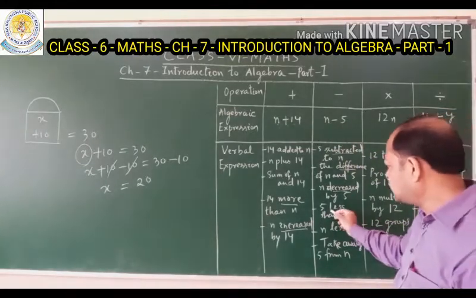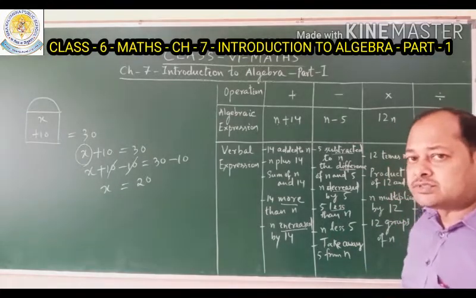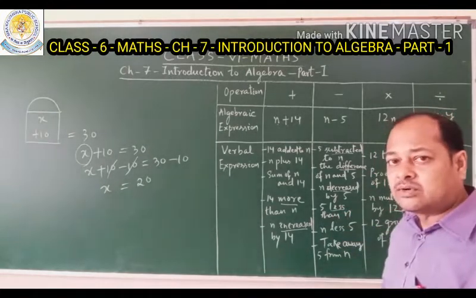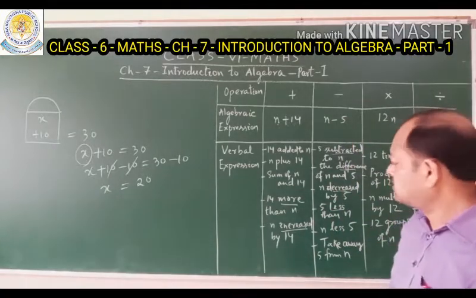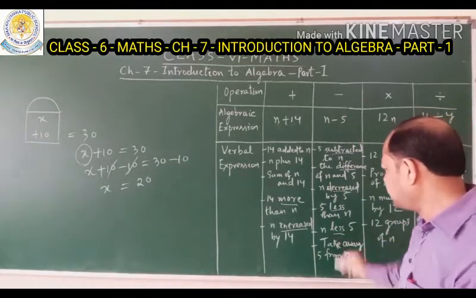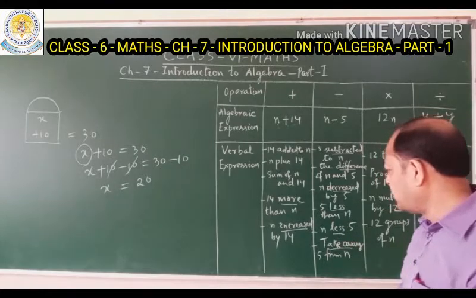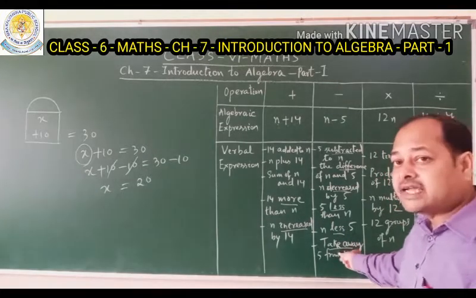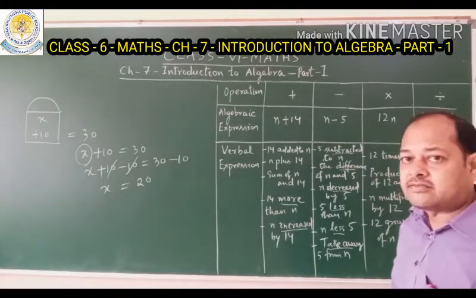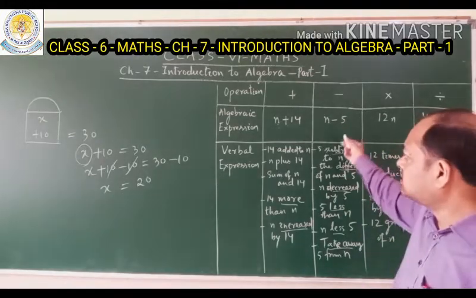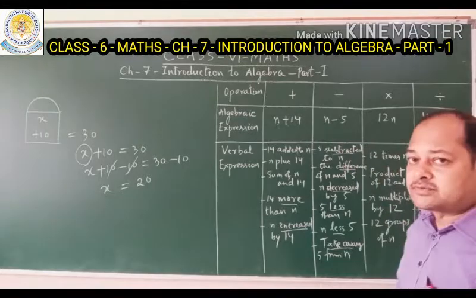Next, 5 less than n. Which word is used here? Less than. The word less than is used to describe the minus operation. Then n less 5. Take away 5 from n. The word take away is used. Okay. So this is the operation of subtraction.